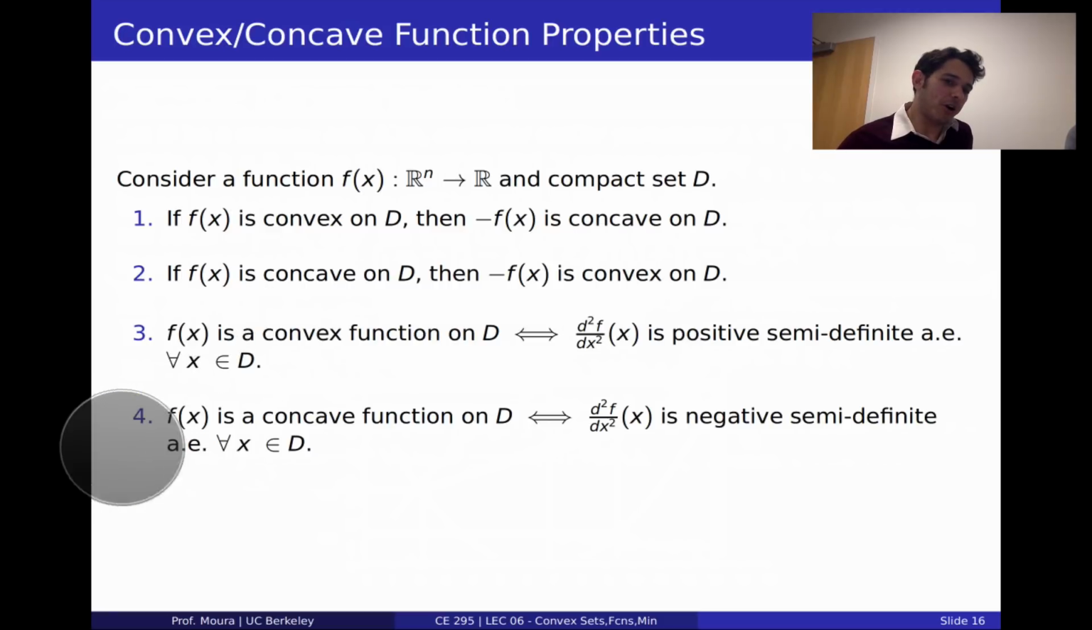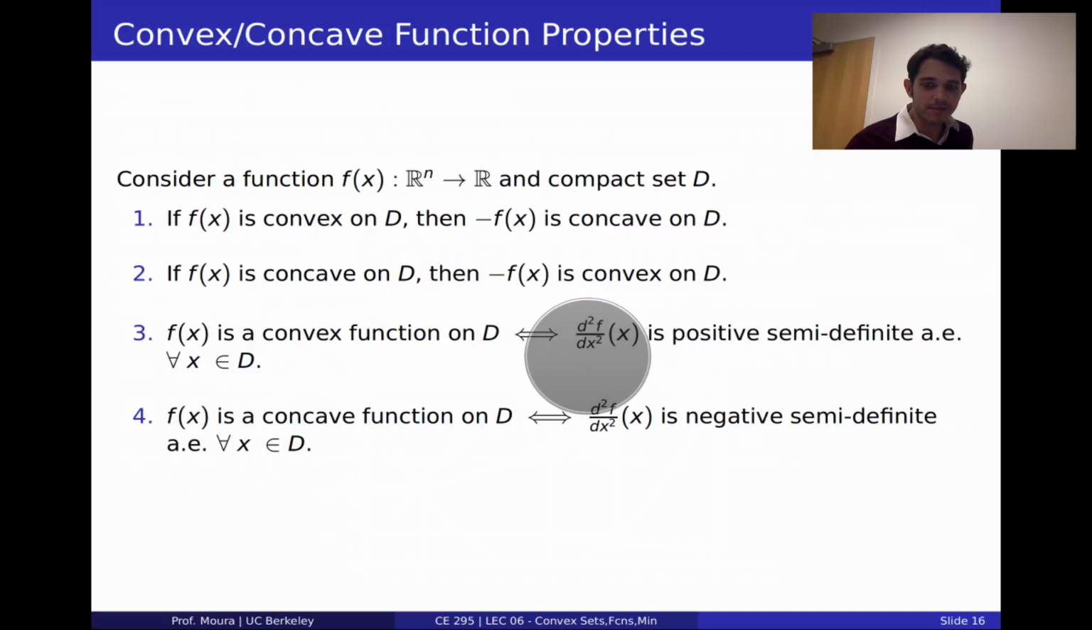Now, properties 3 and 4 are going to be the most useful in terms of being a testable condition. So I described before that the definitions, as I wrote them, are fine for defining what a convex or concave function are. These now provide properties that are more practically checkable. It turns out that if f of x is a convex function on D, what that means is the second derivative of f, which, by the way, is going to be a matrix because x is a vector, and sometimes we call that the Hessian, is going to be positive semi-definite.